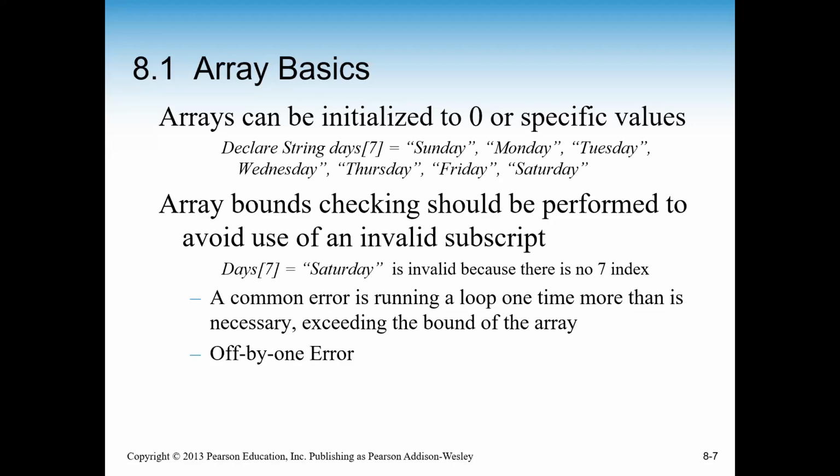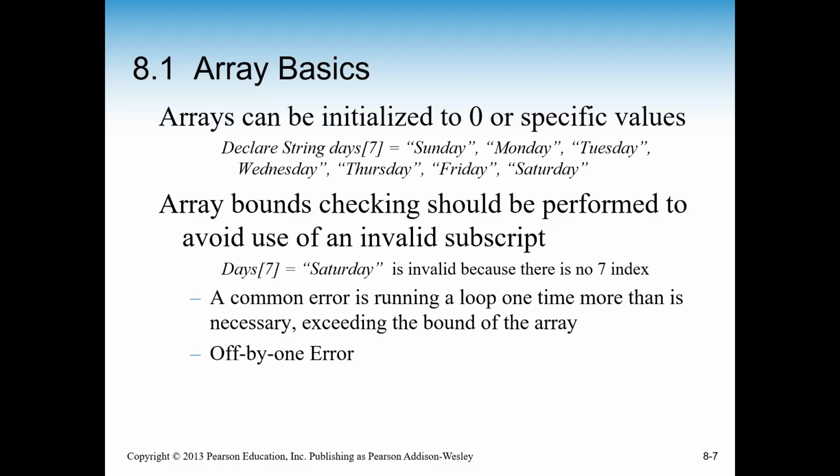Array bounds checking should be performed to avoid use of invalid subscripts. That will be a very common error that you're going to make. We all make it, right? Which is when an array goes from 0 to 6, even though the size is 7, but you think, oh no, it goes to 7. So you're going to iterate 0, 1, 2, 3, and when you get to 7, it's going to be out of bounds. So you're always going to have to kind of figure that out. What I would recommend is just write the code and then run it.